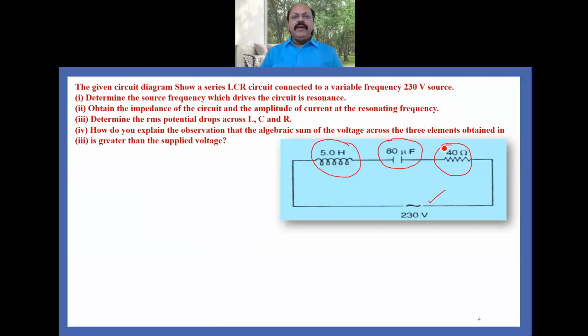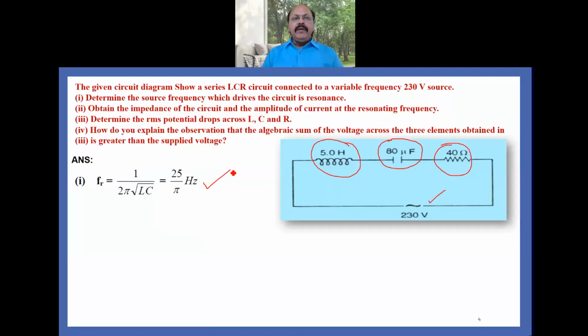So we use the formula f equal to 1 upon 2 pi under root LC, and fR means frequency at resonance. Each and everything is given: L is 5 henry and C is 80 microfarad. Substitute these values in the equation and that value comes to be 25 upon pi hertz. So this is the source frequency which drives the circuit at resonance.